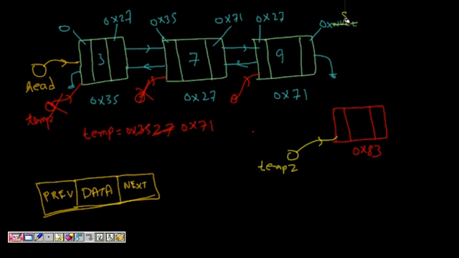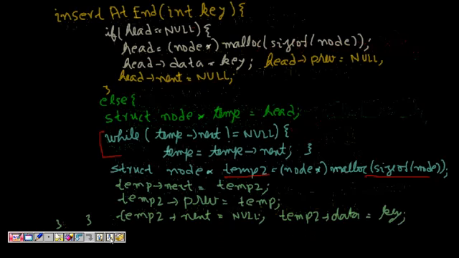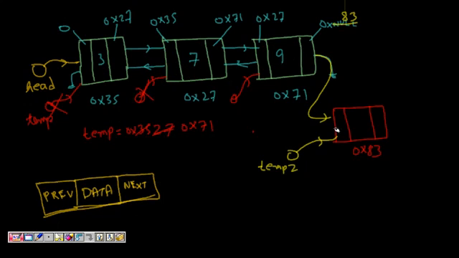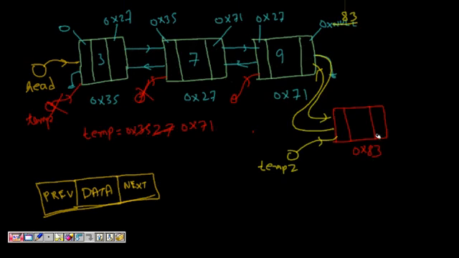Now let's see the manipulations. So temp next is temp2. So temp next was now null. So now it is made equal to temp2. So this becomes equal to 0x83, and hence this temp next now points to this one. Now let's see. So temp next is temp2. Temp2 previous is temp. Temp2 previous is this one. It becomes equal to temp. So this connection is also made.